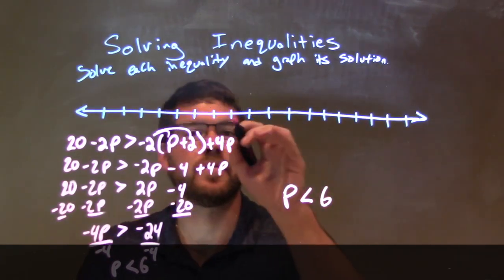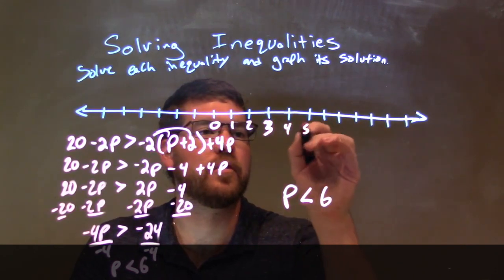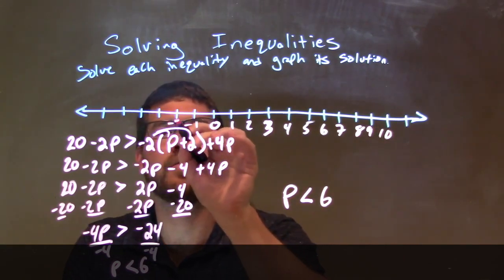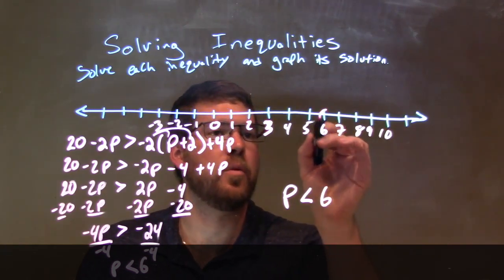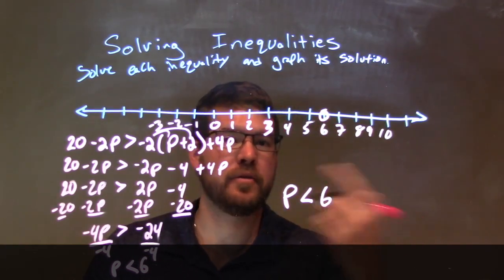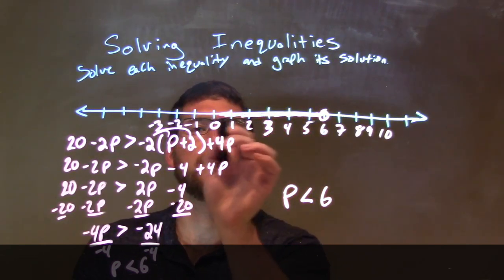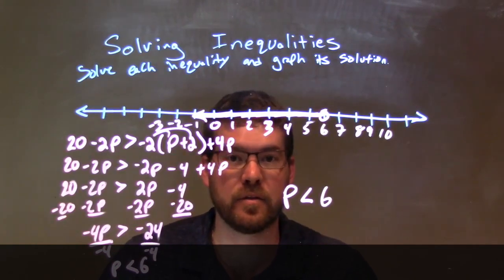So we just need to graph it. Let's put 0 here, 1, 2, 3, 4, 5, 6, 7, 8, 9, and 10. Negative 1, negative 2, negative 3. There we go. So if p is less than 6, we have an open circle at 6, and we need to shade to the left. So we shade to the left right there. There we have it. We have p is less than 6. Okay?